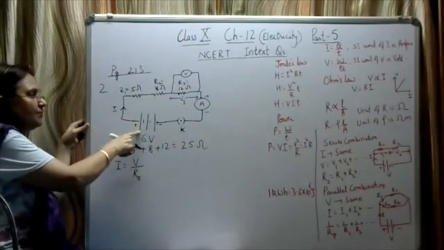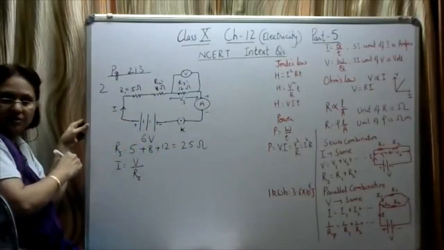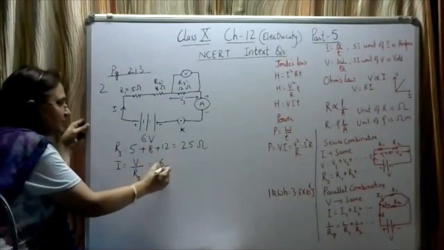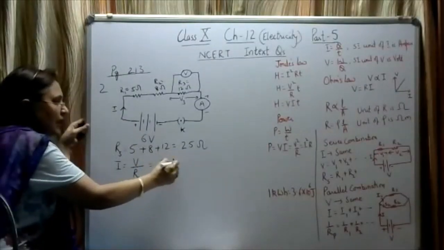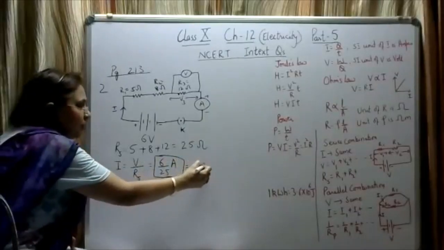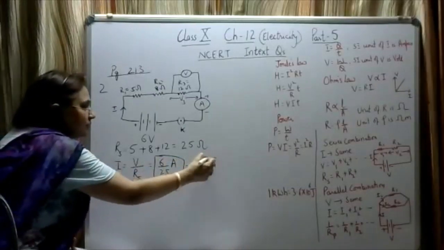Now the current is equal to V upon the total resistance. The total battery voltage is given as 6 volts. So V upon the equivalent resistance, that is 6 upon 25 amperes. In decimals, it will be equal to 0.24 amperes.